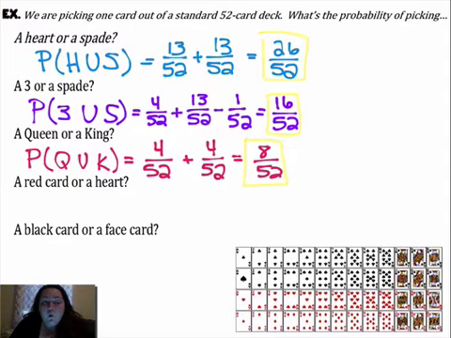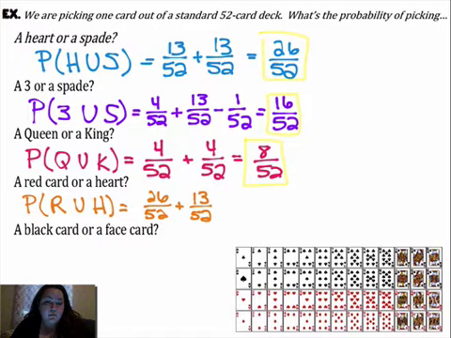A red card or a heart. Well, I have 26 red cards, and I have 13 hearts. But I also have some of my hearts, 13, that are red. So I have to subtract those. And that leaves me with 26 out of 52.